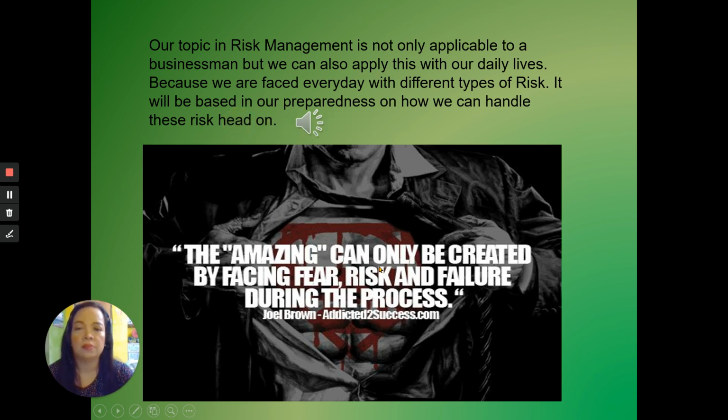Our topic in risk management is not only applicable to a businessman, but we can also apply this to our daily lives because we are faced every day with different types of risks. It will be based on our preparedness and how we can handle this risk head on. So I leave you with a beautiful quote. The amazing can only be created by facing fear, risk, and failure during the process.